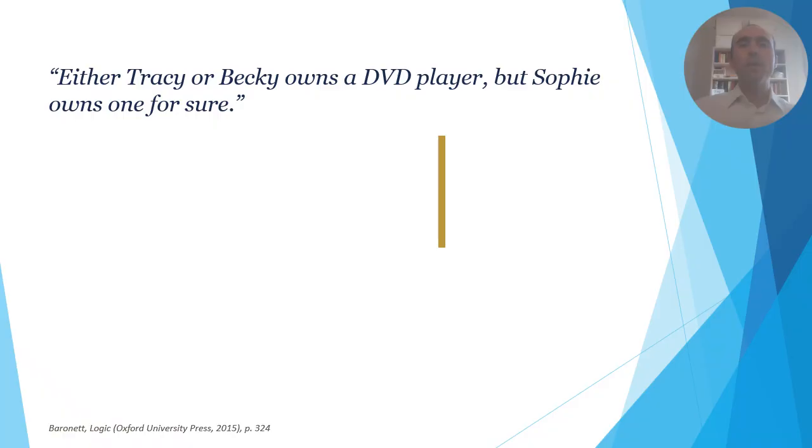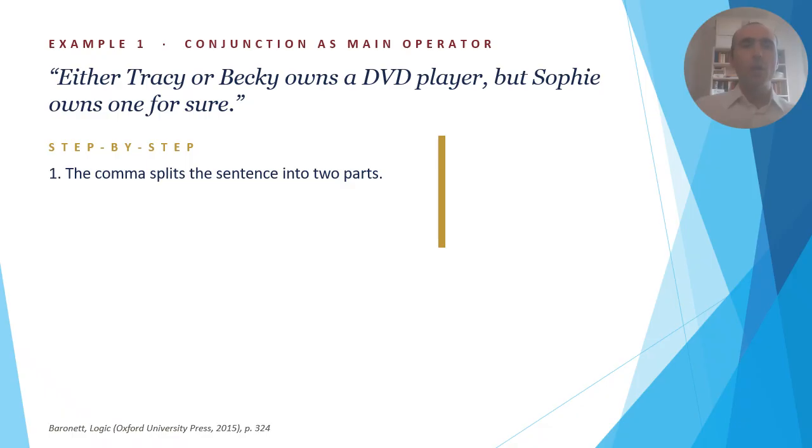What is the main operator of this example? Either Tracy or Becky owns a DVD player, but Sophie owns one for sure. If you answer conjunction, you were right. Let's follow the analysis step by step. The comma splits the sentence into two parts. The word but signals that the main operator is a conjunction. Remember that in propositional logic, we translate the word but as a conjunction.